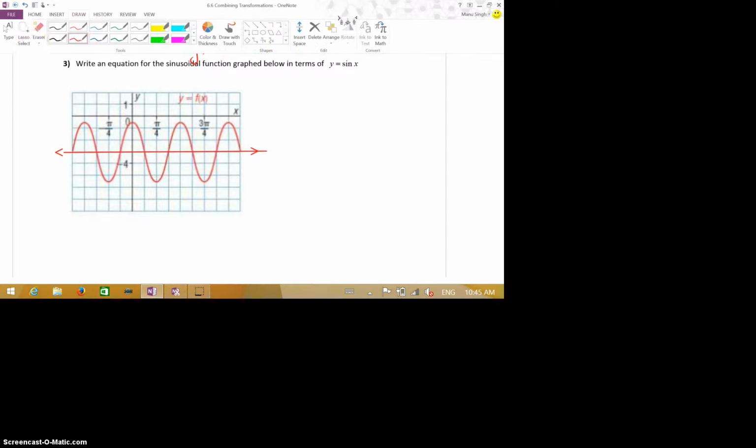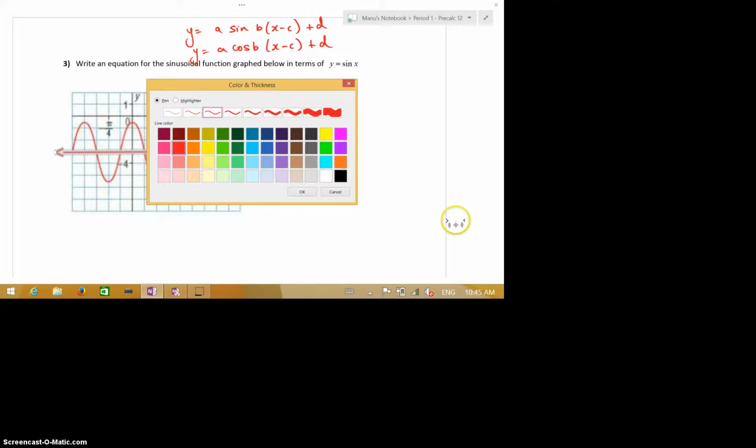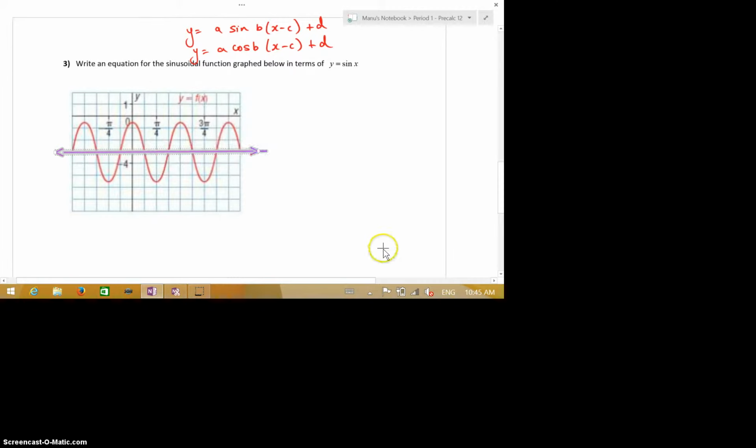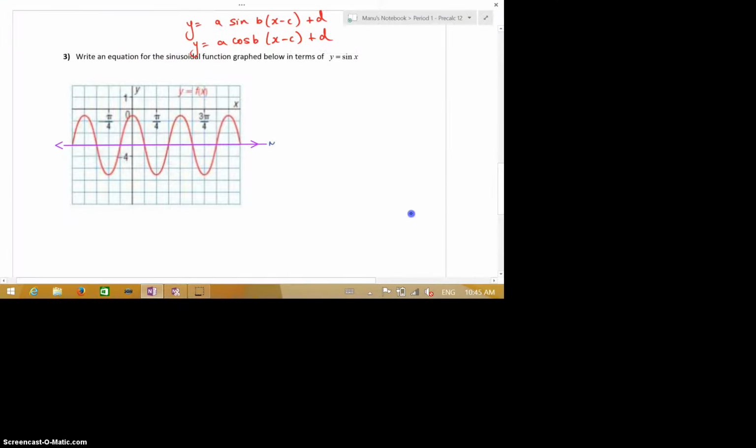I should change the color of that one so it's a bit more visible. Let's make it purple. Midline. You'll notice that the midline is at y equals -3. So what information can we determine from that fact, that the midline is at y equals -3?